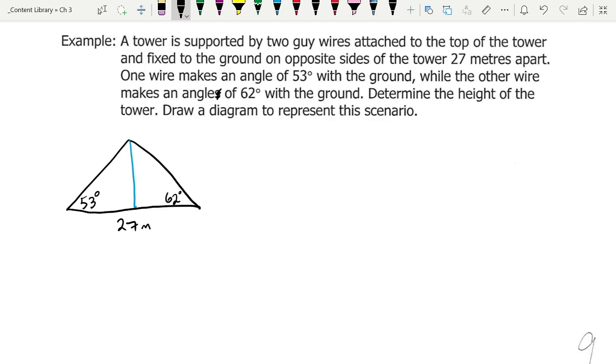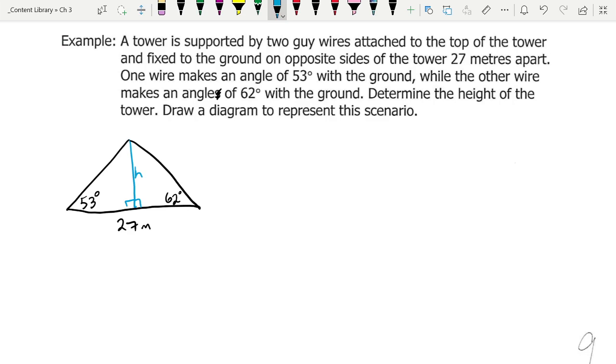Now, it didn't tell me anything else. Determine the height of the tower. I would like to know how tall this tower is. There's people who might go, oh, wait a minute, we're going to assume it's not the Leaning Tower of Pisa, so it's got a right angle to the ground. You're right, it does have a right angle to the ground. So can I use SOHCAHTOA? Not yet.